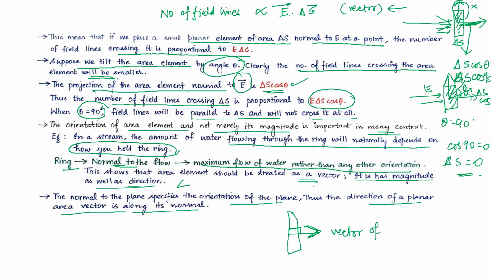Vector of area is defined normal to area, or normal to surface area. Okay.